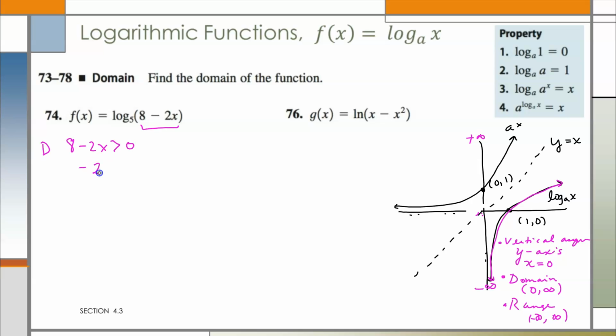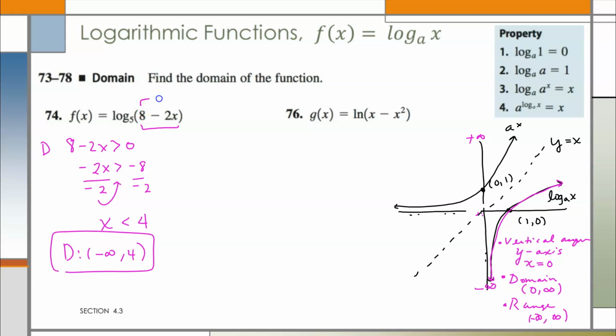Okay, so we would take negative 2x greater than negative 8. We are going to divide both sides by negative 2, which reverses the direction of our inequality. We end up with x less than 4. And so there's our domain, negative infinity, but not including 4. If you're working with a logarithm, whatever you're taking the logarithm of, set it greater than 0 and solve.